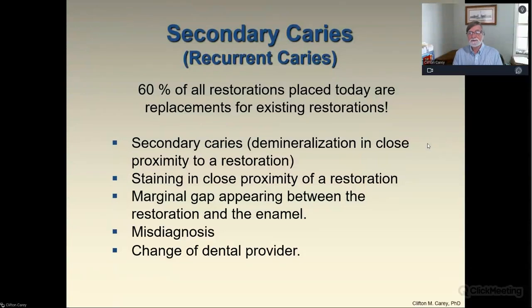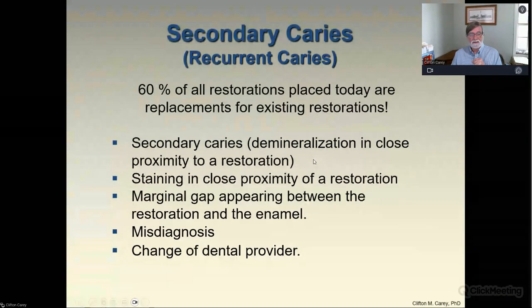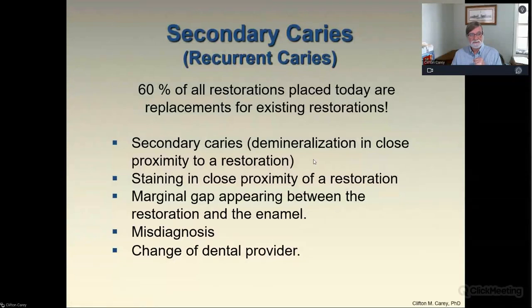60% of all restorations placed today are replacements for existing restorations. I can't remember where I saw that, but I do know that it came from a reasonable source. It might have been one of the insurance companies. Anyhow, secondary caries, which you could also call demineralization in close proximity to a restoration, is one way of talking about it.